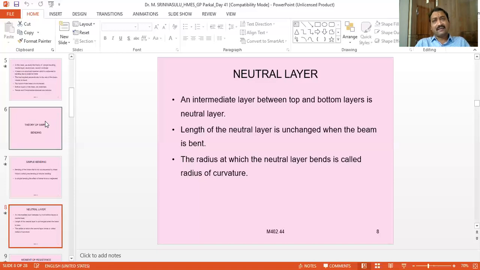So that axis is not subjected to any change in length, and that length will remain unchanged, and hence it is not subjected to any kind of force, either tension or compression. That layer is called the neutral layer, and the radius at which the neutral layer bends is called the radius of curvature.